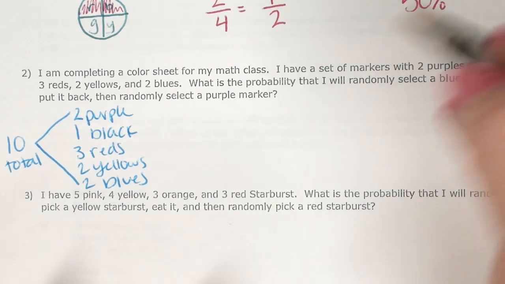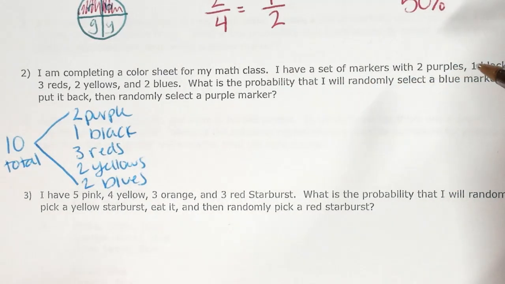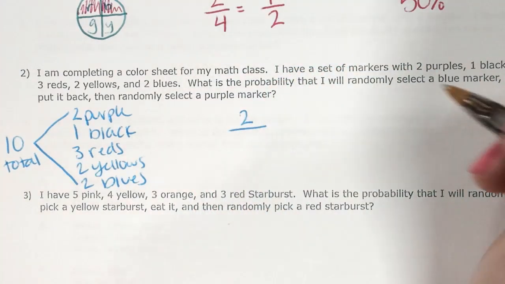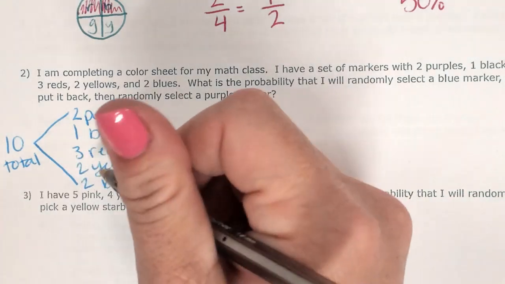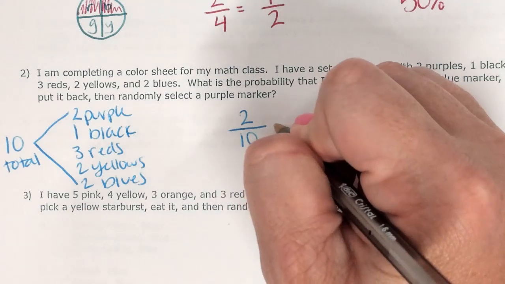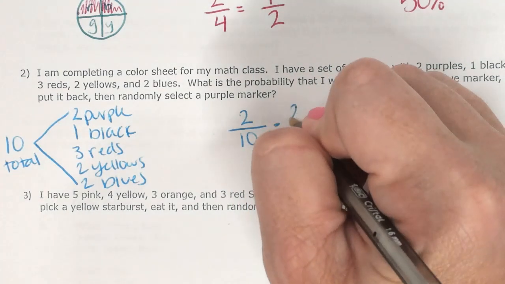Okay, so it says, what is the probability that I will randomly select a blue marker? So we're just going to start with that first probability. How many blue markers are there? 2. Out of how many total markers do I have? 10. Then I put it back. So I grab that blue marker out and I put it back in the box, yes? And now what's the probability that the second marker I grab is purple? 2 out of 10.